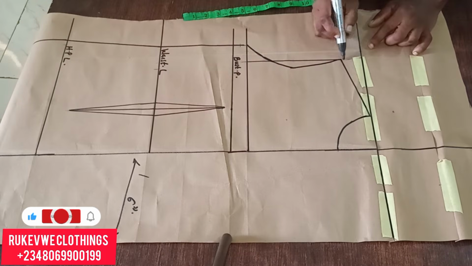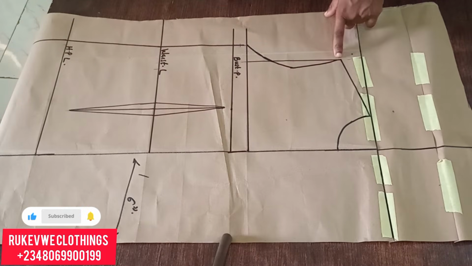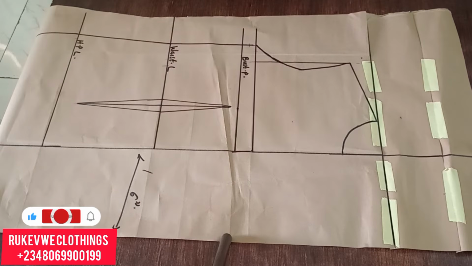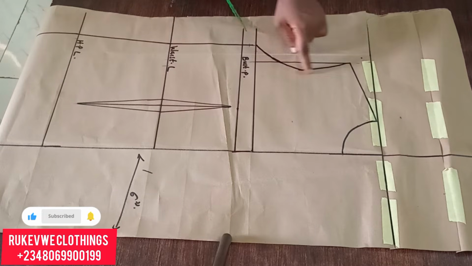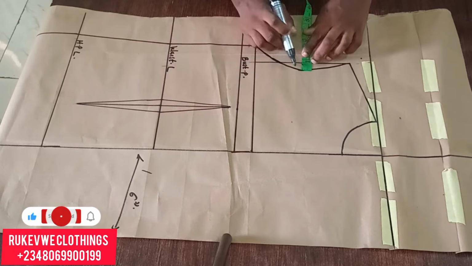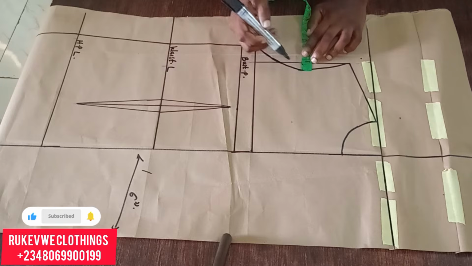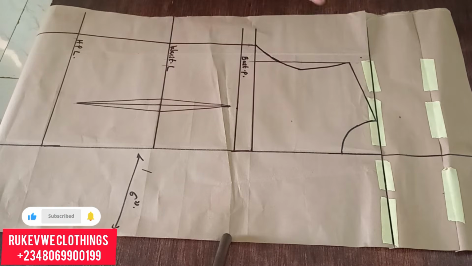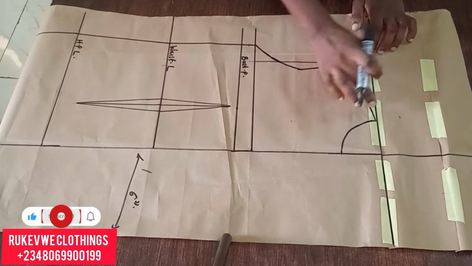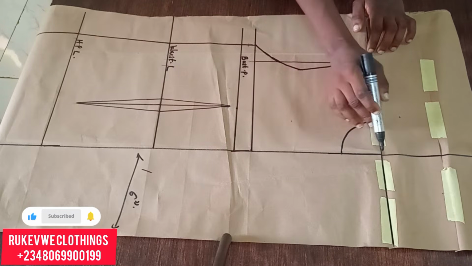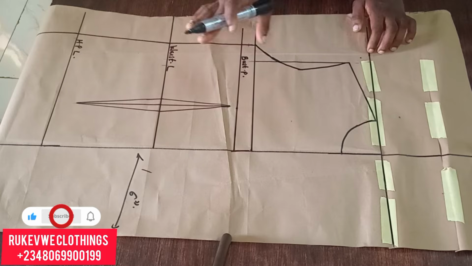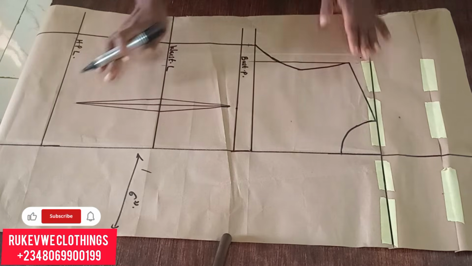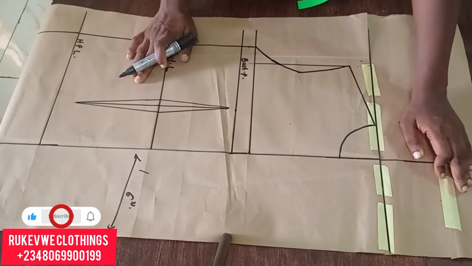Then for the arm slope, shoulder slope, I came down by 1.5 inches instead of 1 inch as we did for the back. Another point, I came in by 0.75 inches instead of 0.5 inches as we did for the back. Now for the neckline, the neck depth is 2.5 inches and then the neck width is 2.5 inches as well. So these are just the major differences.